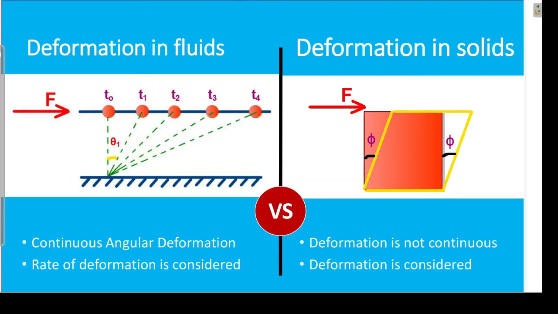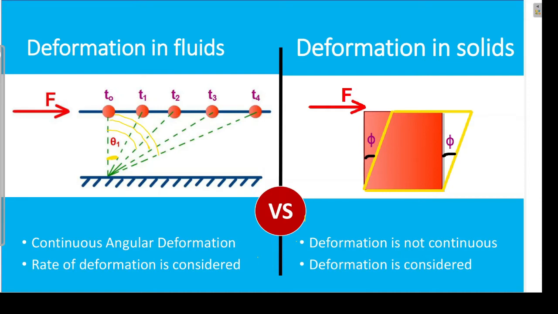So here we are saying what kind of deformation will be seen in fluids and what kind of deformation will be there in solids. For fluids, we have already seen that the relative position of the particles is going to change with respect to time. So the deformation that is happening is changing with time. Here the initial deformation was only θ1 angle. Then further the angle is increased, say this is θ2. Further the angle is increasing, that is θ3. Further the angle is increasing, say θ4. So continuous deformation we are going to observe.